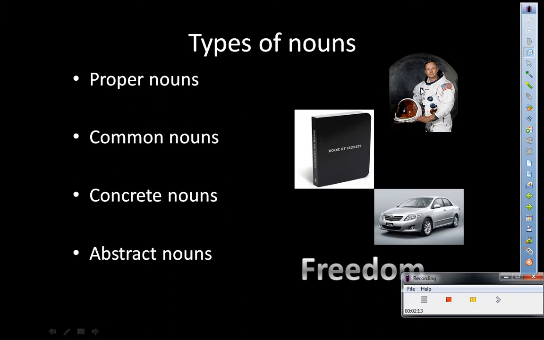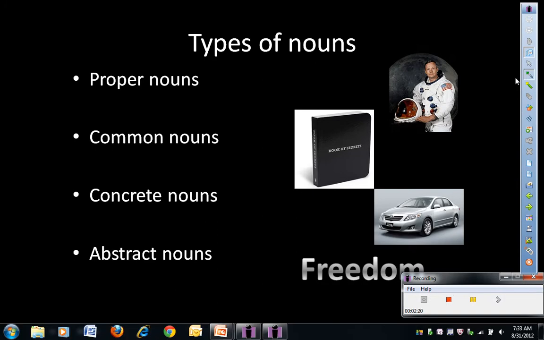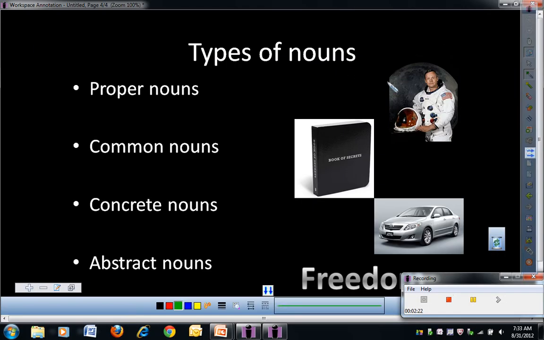So proper nouns. I have this picture here of a very famous person. You guys may not know who it is, but this figure is Neil Armstrong. Neil Armstrong was the first man to walk on the moon. It's a very, very important person. Neil Armstrong is a proper noun because that is his name.